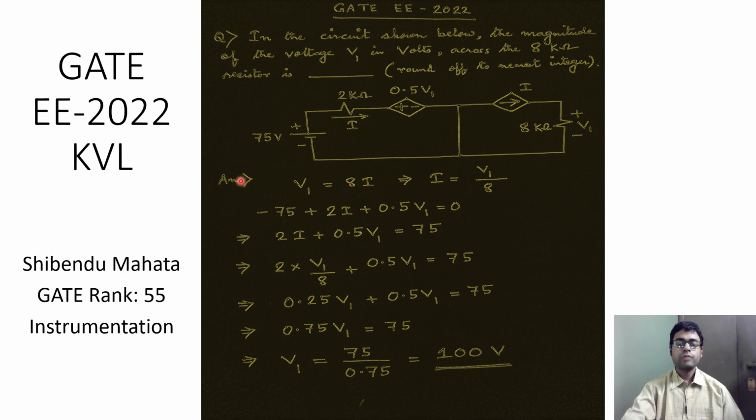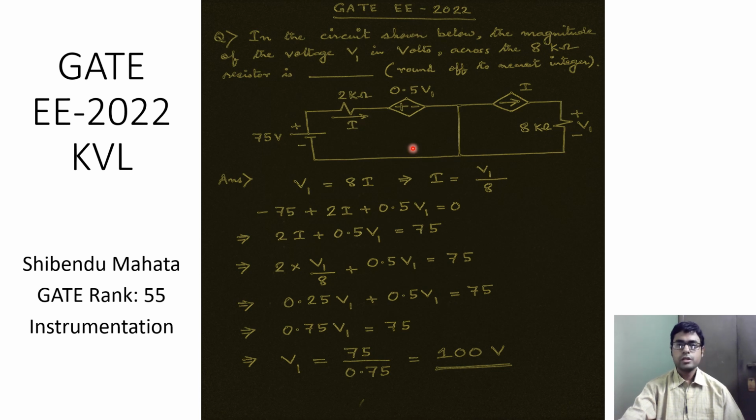This is a GATE problem from the electrical engineering paper for 2022. The problem is stated as follows. In the circuit shown below, the magnitude of the voltage V1 in volts across the 8 kilo ohm resistor is dash, and the answer should be rounded off to the nearest integer. So this is a numerical type 2 marks question, and this is the corresponding circuit.